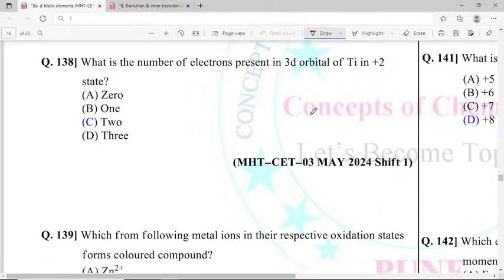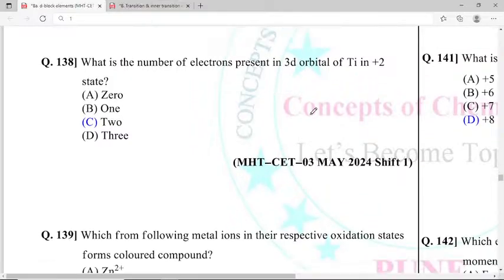What is the number of electrons present in the 3d orbital of titanium +2? So the number of electrons present in the 3d orbital of titanium +2 is 3d2.